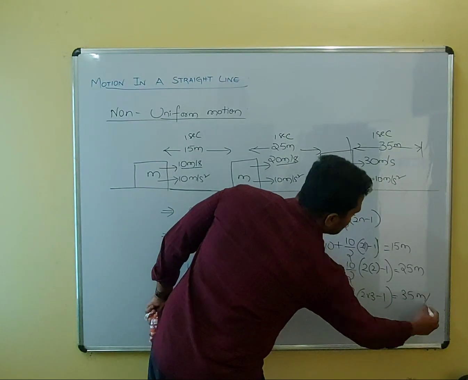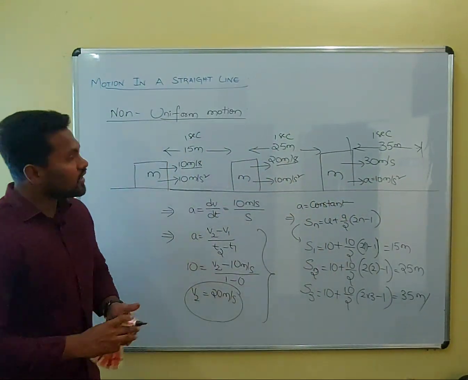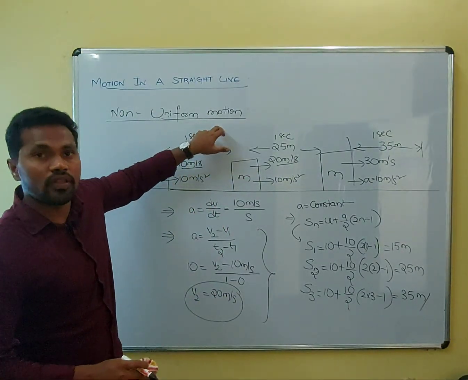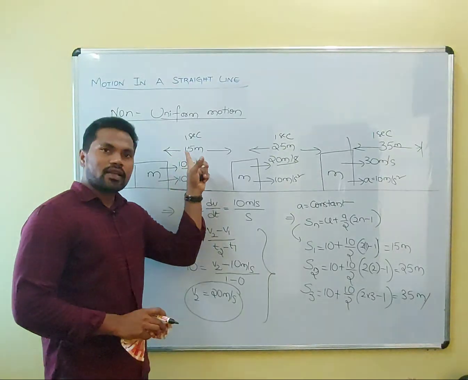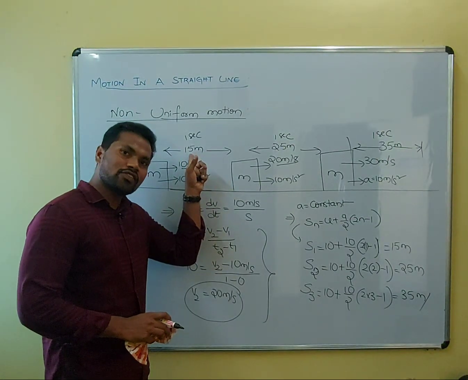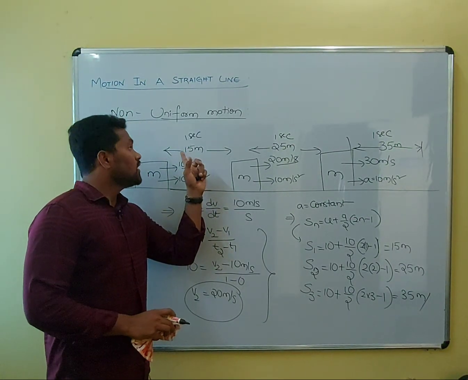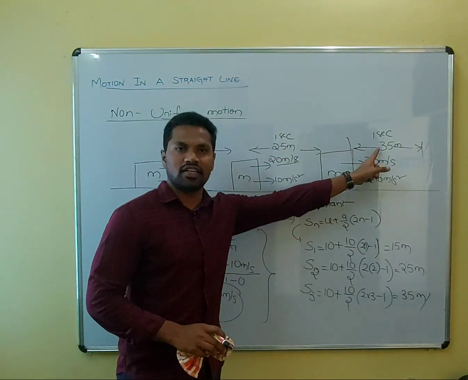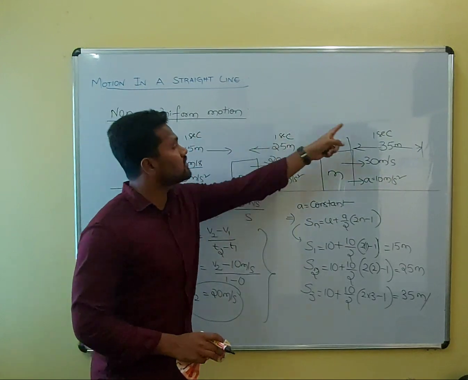Am I getting the correct answer? Try to observe this difference. So this is called non-uniform motion. Non-uniform motion means the object travels unequal distances, that is 15 meter, 25 meter, 35 meter, in equal intervals of time.